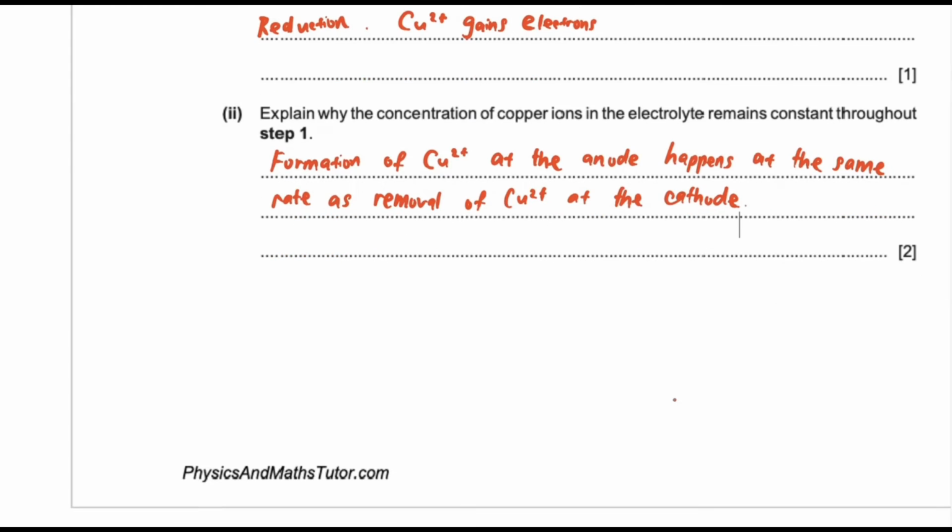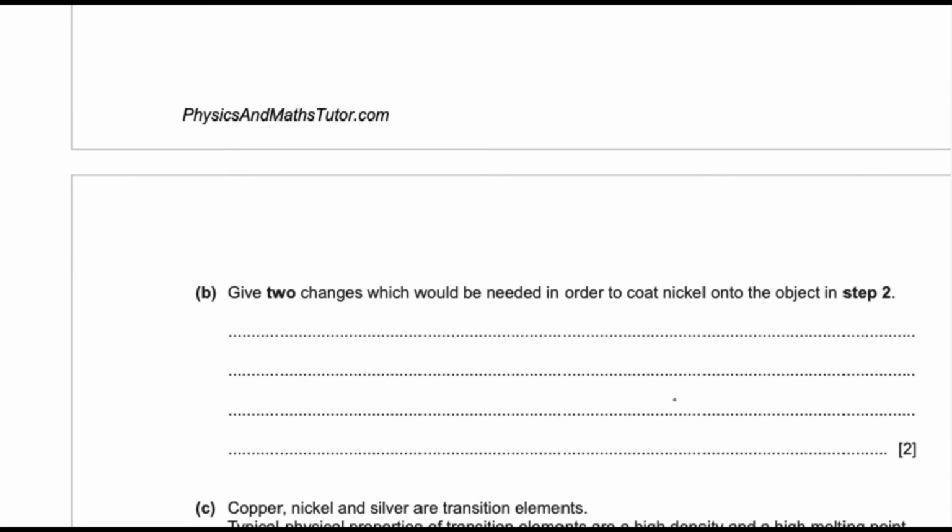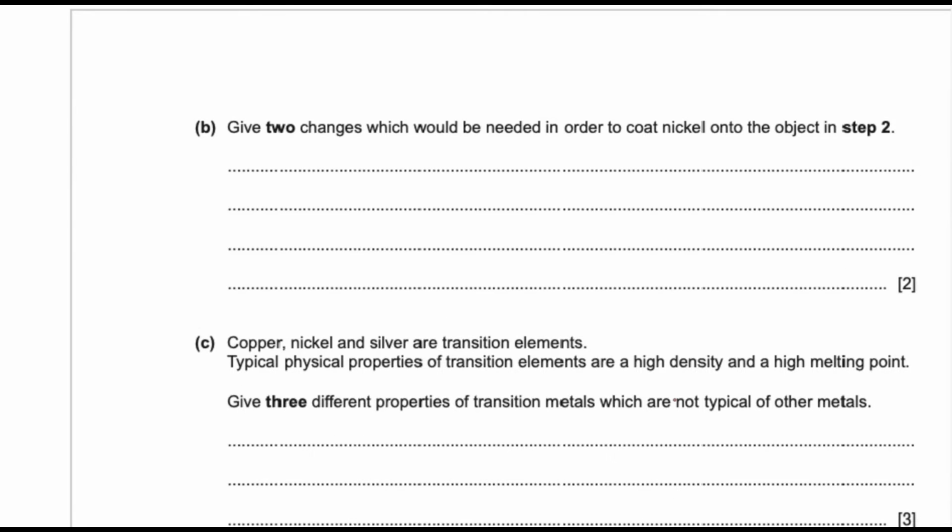Now let's see part B. Give two changes which would be needed in order to coat nickel onto the object in step two. Now you want to coat nickel. Like what I mentioned, the anode you need to change to nickel, the electrolyte you need to change to an aqueous solution with nickel. So we need to do these two things.